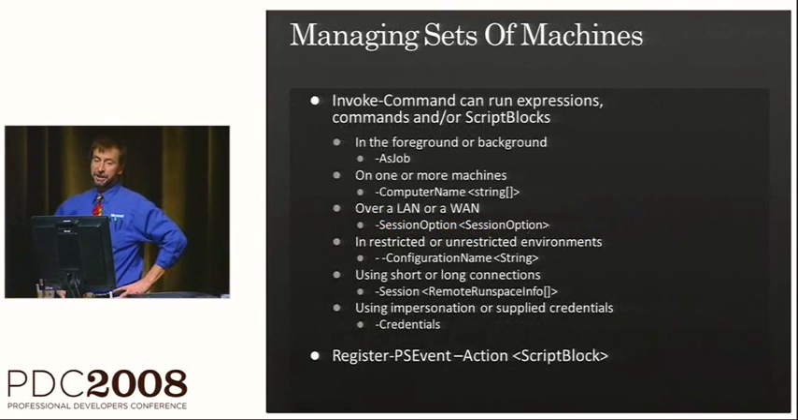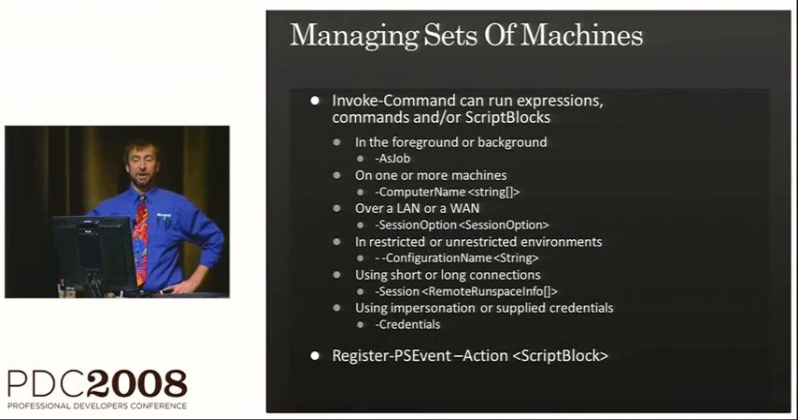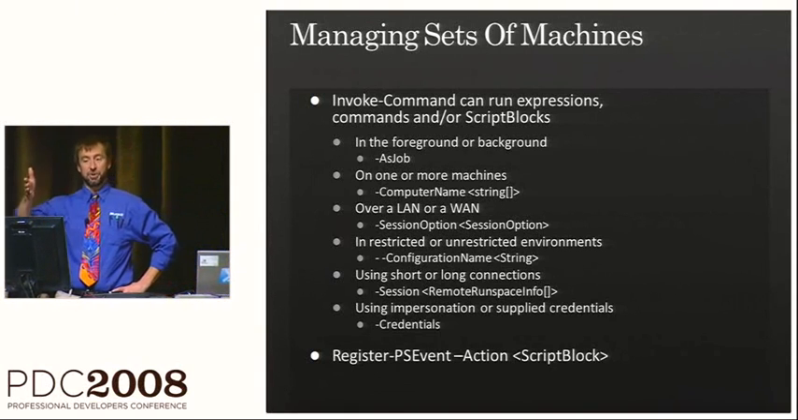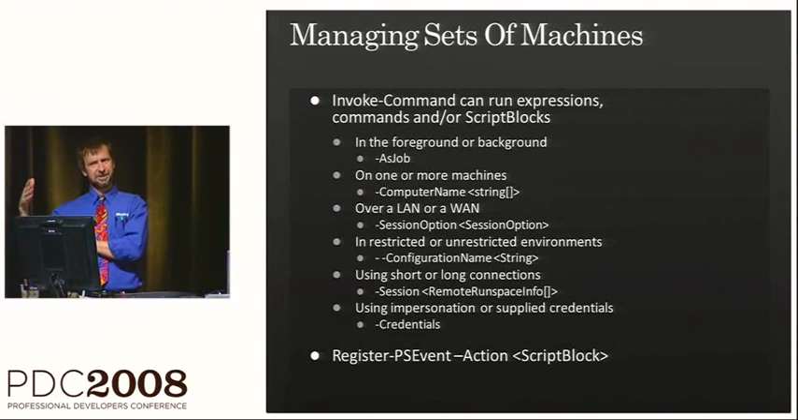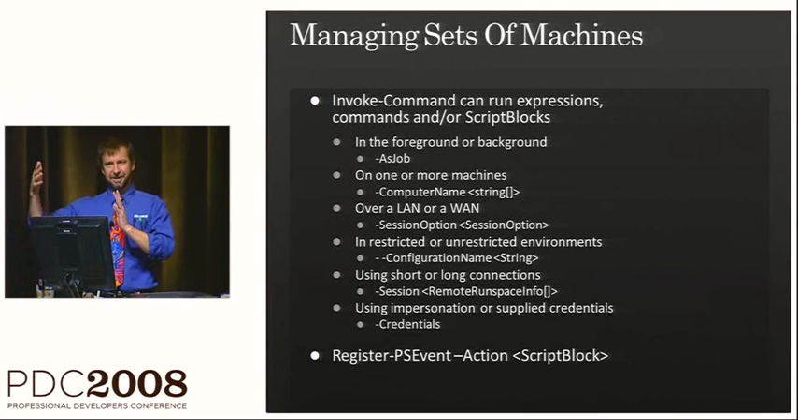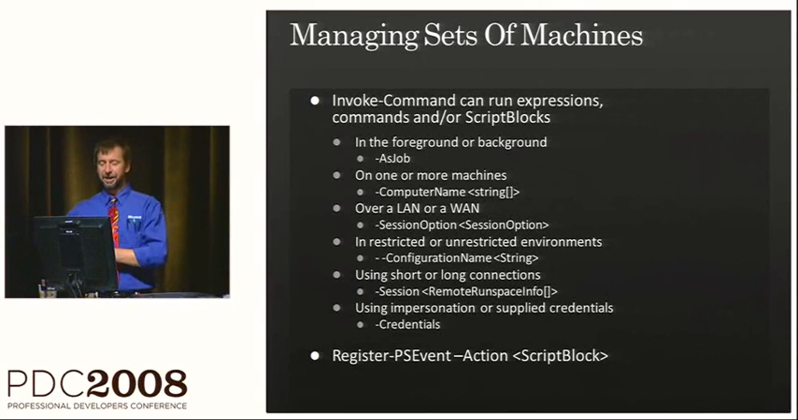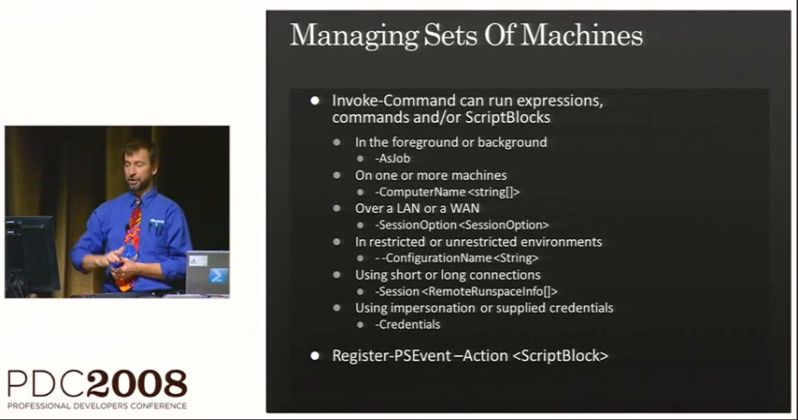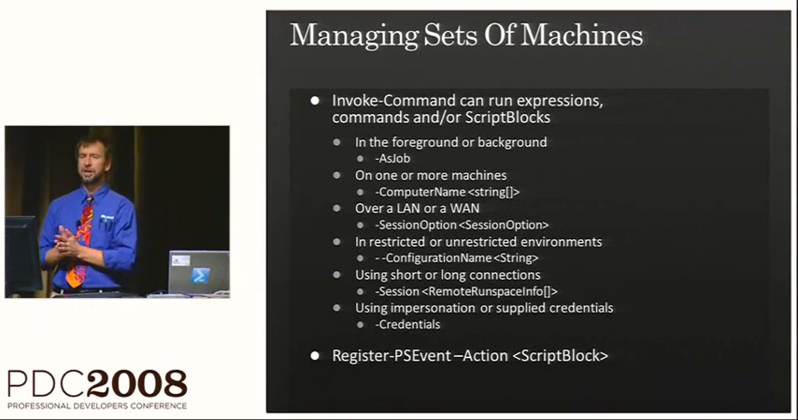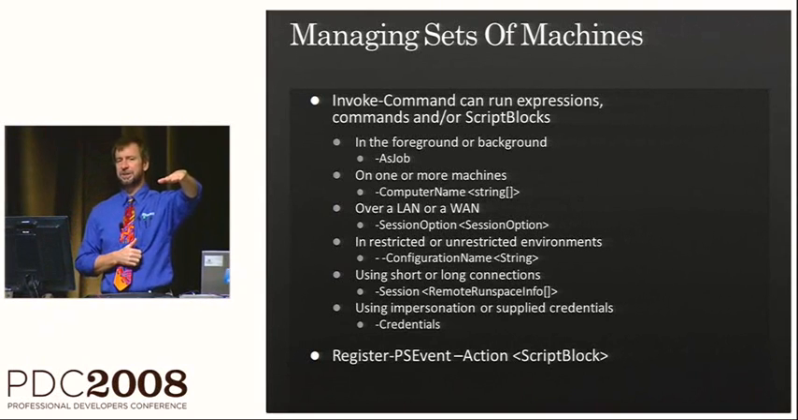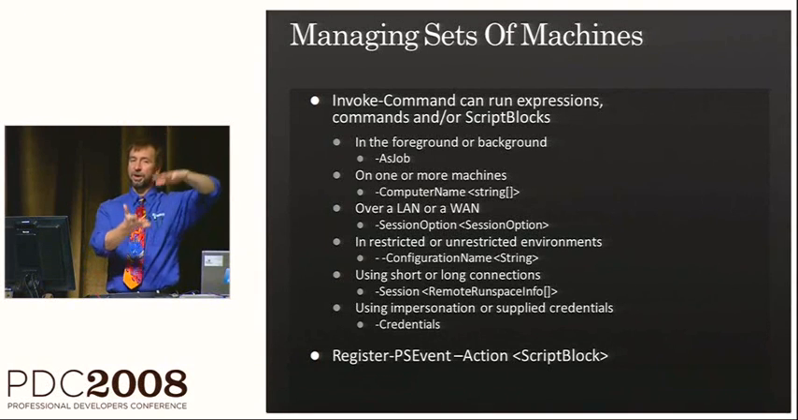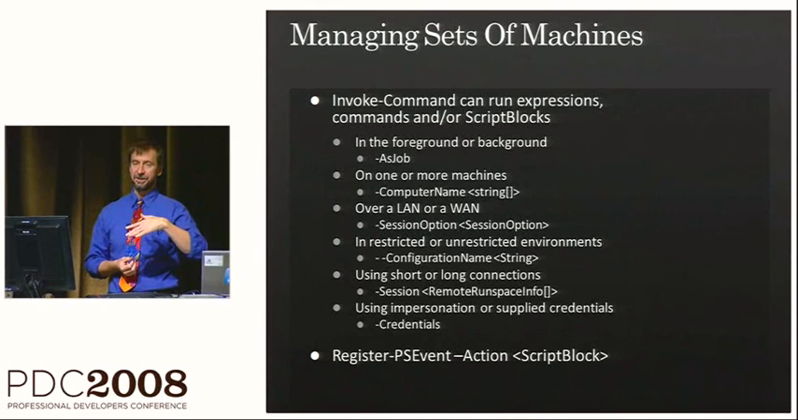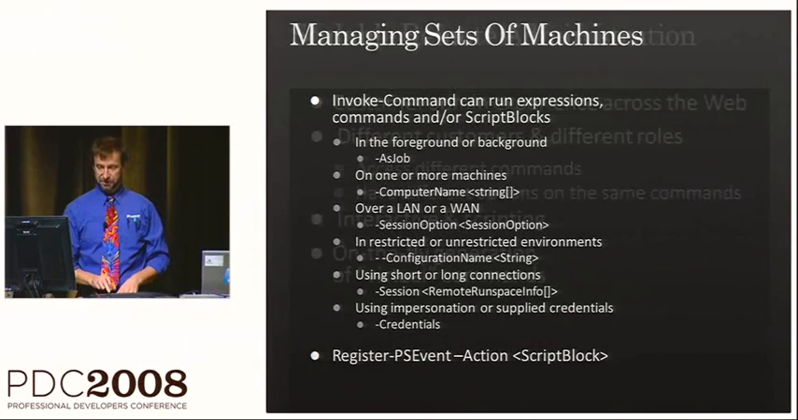Now, managing sets of machines, Invoke-Command, again, it can run expressions, commands, or syntax. It can run in the background with -AsJob. It, too, takes ComputerName and an array of strings. Notice the consistency here. It's like architected, designed. Learn it once, apply it over and over and over again. You can provide these session options, which gives you the fine degree of control over your networking. You can use a configuration name. The notion here is that when you talk to the remote machines, you can configure environments that have more or less capabilities. Okay? And the way you access those is with a configuration name. You can give these sessions, and you can provide alternate credentials.